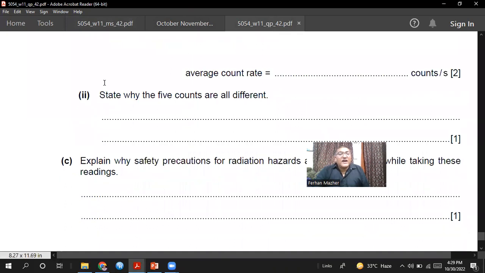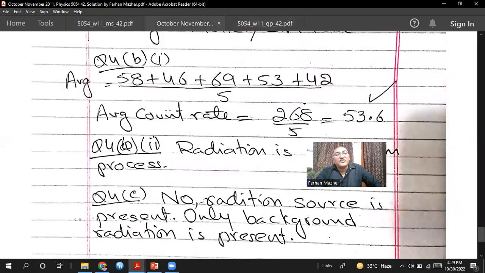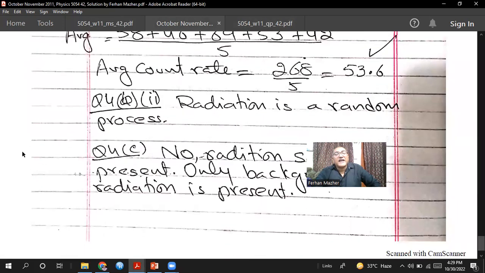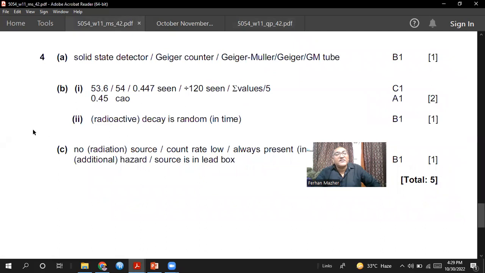Then the question is, state why the 5 counts are all different. The radiation is given out because the radioactive decay is happening. The radioactive decay is a random process. That's why every time you take the reading it is a little different from each other, because radioactive decay is a random process. That's why the readings are different from each other.